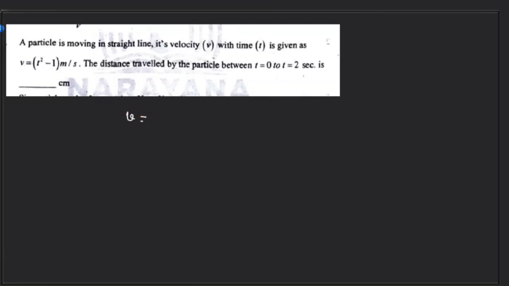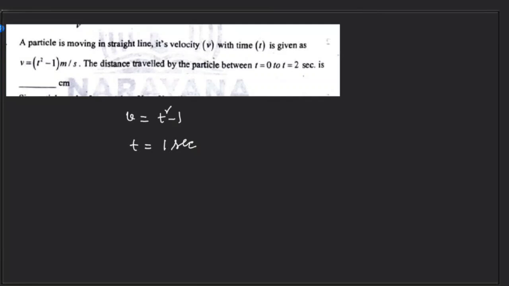So therefore here v is equal to t square minus 1. Now the velocity will be 0, right? So you have to find this from 0 to 2, but first you have to find where the velocity is 0, right? So where the velocity is 0, you could say t is equal to, if the velocity is equal to 0, then t is equal to 1 second.